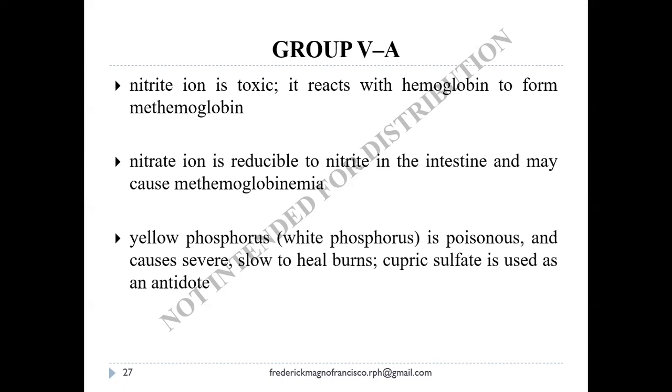Phosphorus exists in two common allotropic forms, yellow and red. On exposure to air, or when heated at about 50 degrees, yellow phosphorus or white phosphorus ignites spontaneously. It is poisonous, and on the skin, it causes severe slow-to-heal burns. Cupric sulfate is used as an antidote.